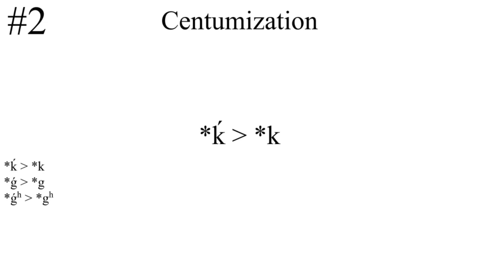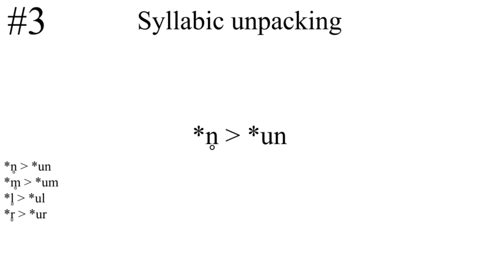Kentumization is pretty simple too. You just replace the palatovelars with regular velars. Syllabic unpacking is also common to all languages. A syllabic consonant gets an inserted u to make it normal in Germanic.